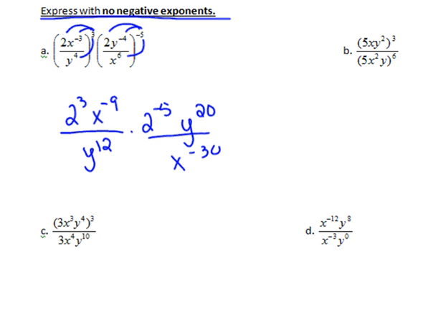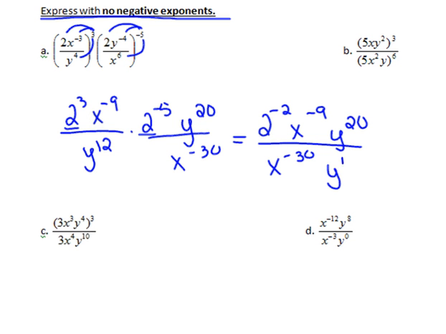Okay, so now we can multiply straight across. So in the numerator here, we can combine. We've got 2 cubed times 2 to the negative 5, so we can add our exponents there because we have the same base. So this is 2 to the negative 2. We have x to the negative 9. We have y to the 20. This is over x to the negative 30 and y to the 12.